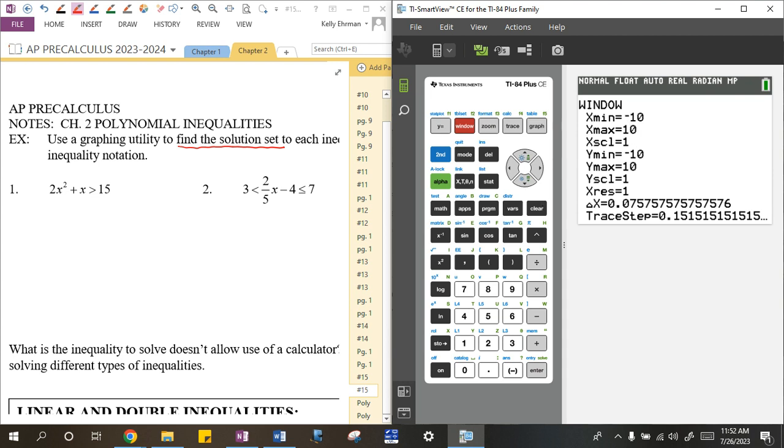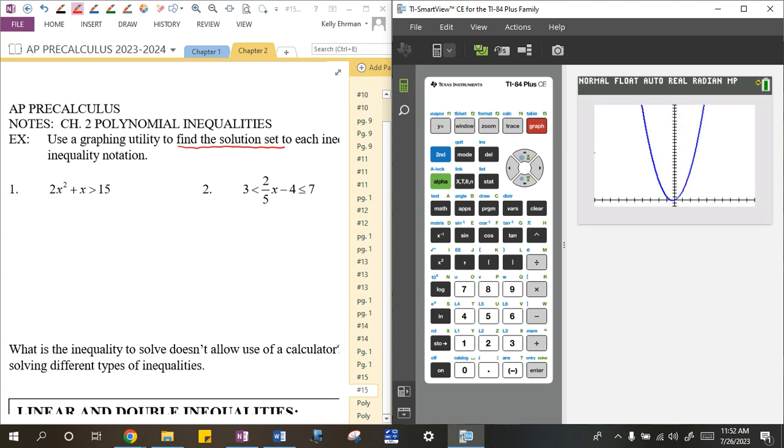I'm good on the x values. I don't need to see negative 10 for the y values. Why don't we say maybe negative 2? And because we want to look for when the graph is greater than 15, maybe I'll have it go up to 30, just so I get a good picture, and then I'll just press graph. So what we're looking at is when is the 2x squared plus x, the blue graph, greater than, or I can think of this as above, 15. So if I'm looking on here, that's this branch to the right, this branch to the left.